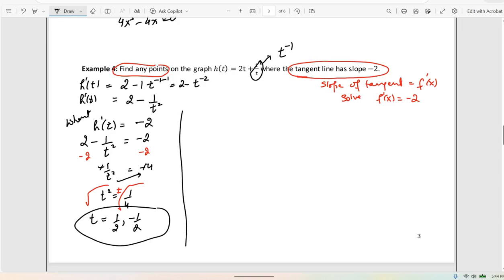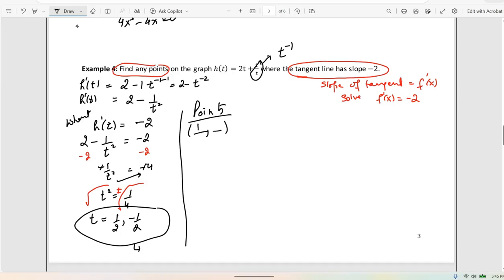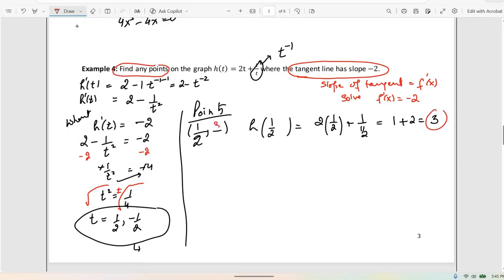Whenever we need points, though, at these values of t, we also need to find the y values. Points mean coordinates, right? We know t is half. What is the y value? H of half would be 2 times half plus 1 by half. Basically, 2 times half is 1 plus 2, 3. So that means my point is half and 3.